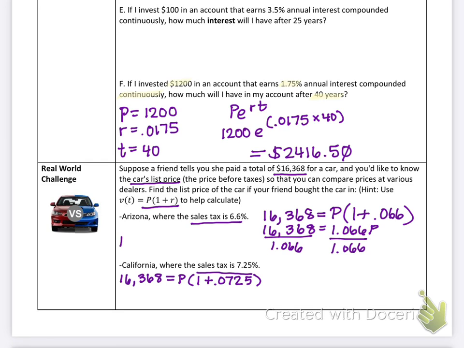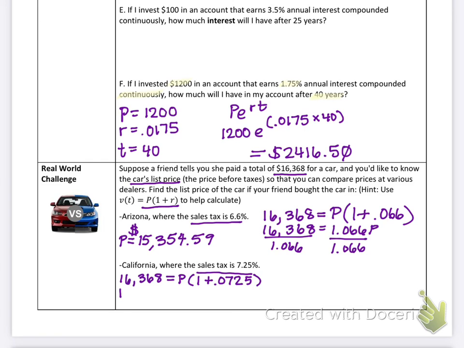And so if we did this, our list price in Arizona would be $15,354.59. So kind of a lot of interest, or not interest, but kind of a lot of tax that they had to pay on it. Almost $1,000, which is kind of crazy.